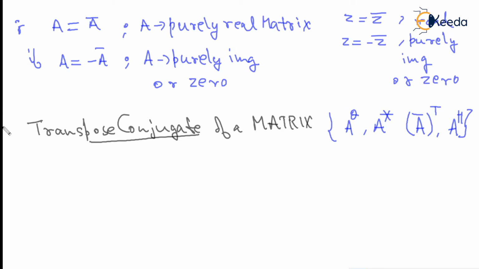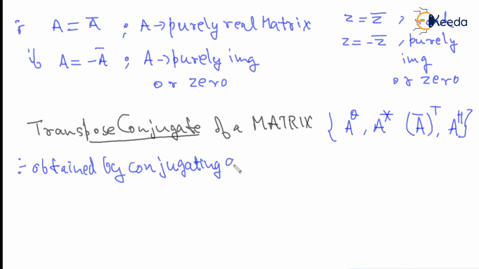So what do you need to do? We need to find the transpose, then the conjugate, or the conjugate and then the transpose. So it is obtained by conjugating and transposing the matrix. We'll see how the order doesn't matter.